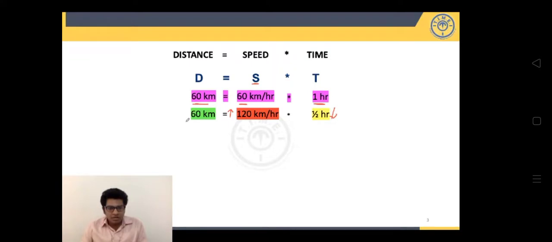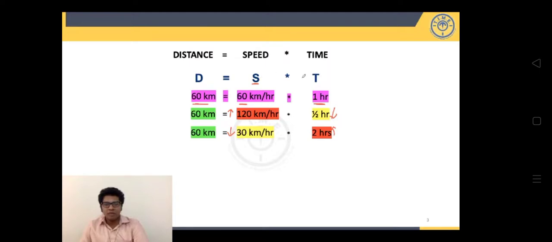So for a constant distance, if speed is increased, time will decrease. Similarly, for the same distance, if I decrease the speed, say 30 kilometers per hour, what will the time? Same distance, 60 kilometer, I'm going at a lesser pace, lesser speed. Okay, so 30 kilometers per hour. So I'll take more time. So time should increase, which is 2 hours. So for a constant distance, when speed is increasing, time will decrease, and when speed is decreasing, time should increase.